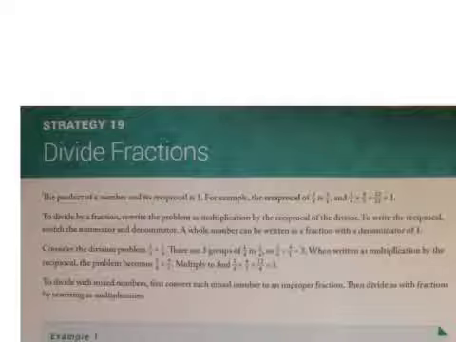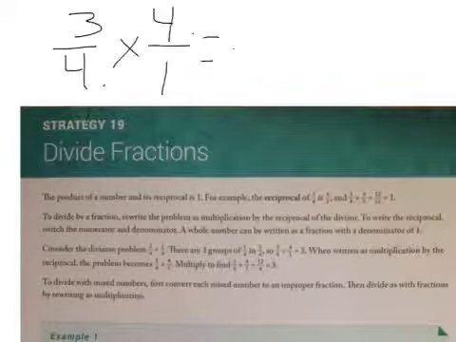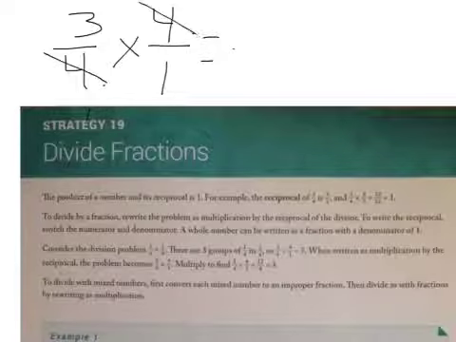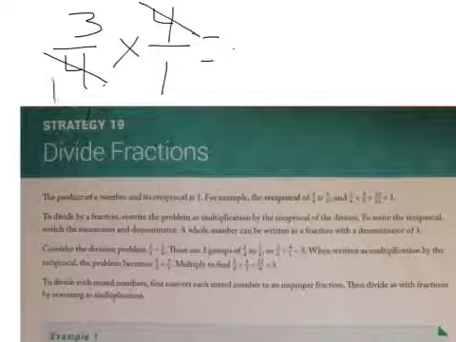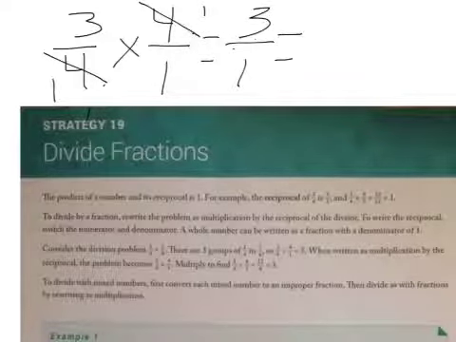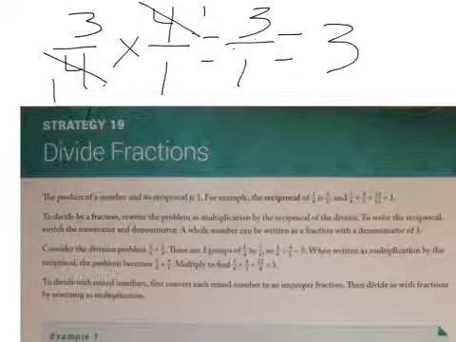Now there is another way that we can write this. Let me show you this really quick. Here's our problem. We can simplify this, because we know that 4 and 4 will divide into each other, and that will give you a 1. So now we can say 3 times 1 is 3, and 1 times 1 is 1. And when we divide 3 by 1, that simply gives us 3.